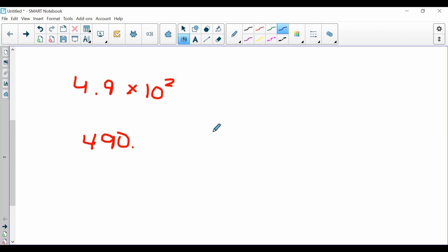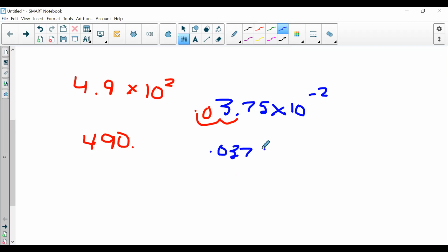All right, let's look at this next problem of 3.75 times 10 to the negative 2. First thing I'm going to notice is that my exponent is negative, which means I'm moving my decimal point to the left, and it tells me to move it twice. So that will be 1, 2. We're going to add a 0 there, put our decimal point right there, and our new answer is going to be 0.0375. And so this is our new answer.